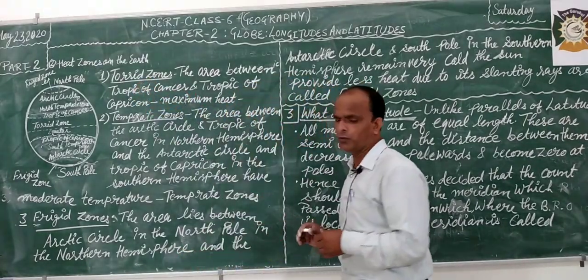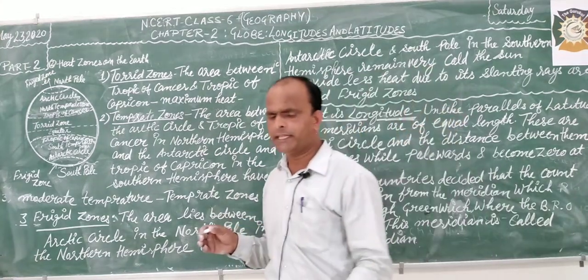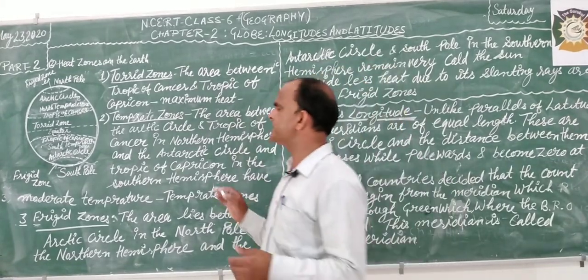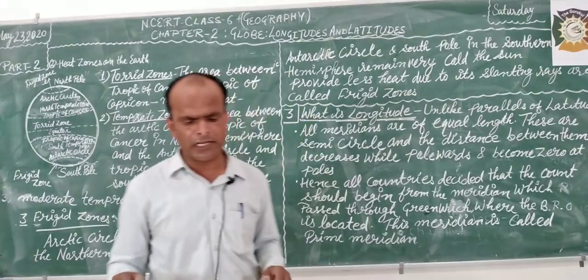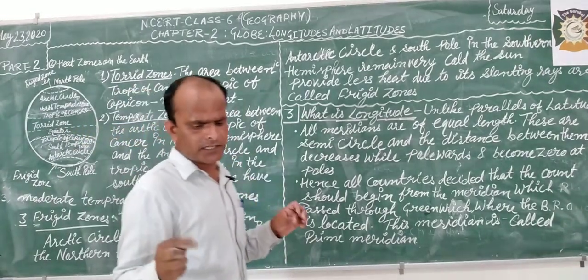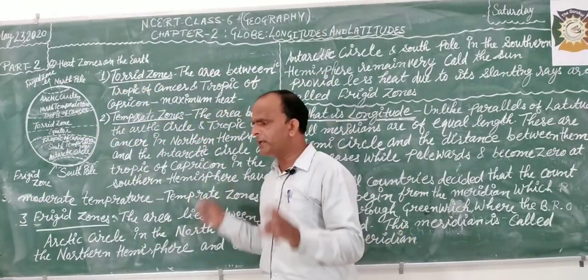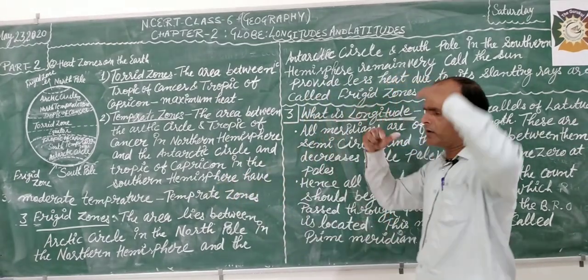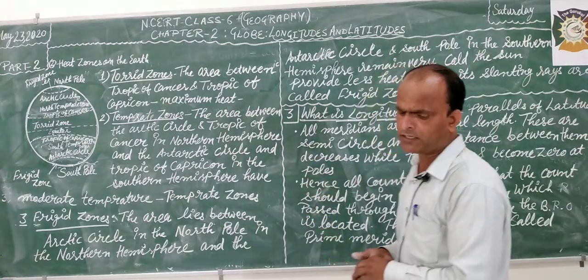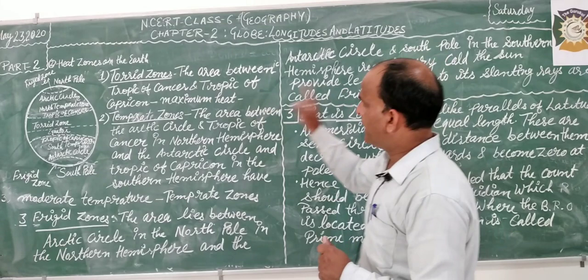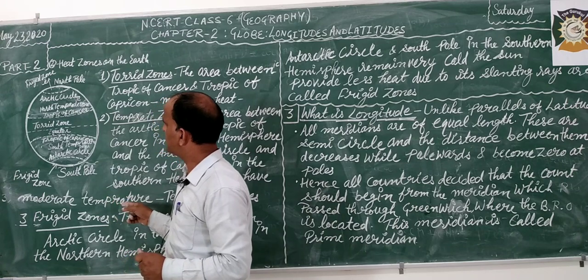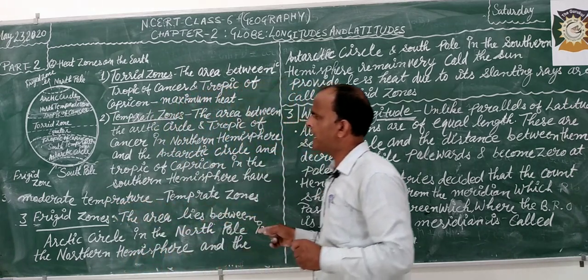What is the torrid zone? In these latitudes the midday sun is exactly overhead at least once in a year. Exactly overhead means it is directly above our head once in a year. That is when it is between the Tropic of Cancer and the Tropic of Capricorn.